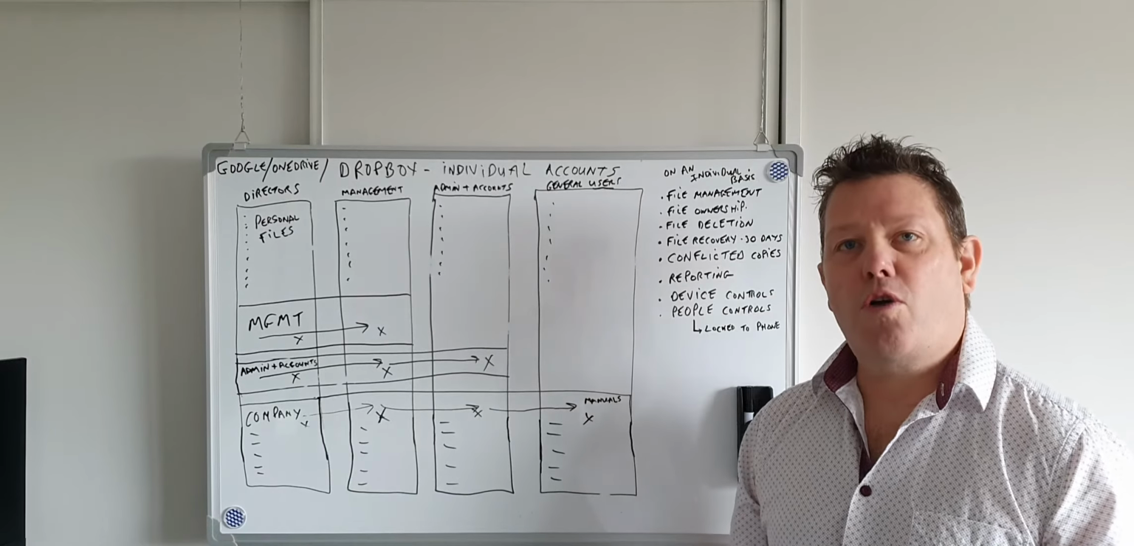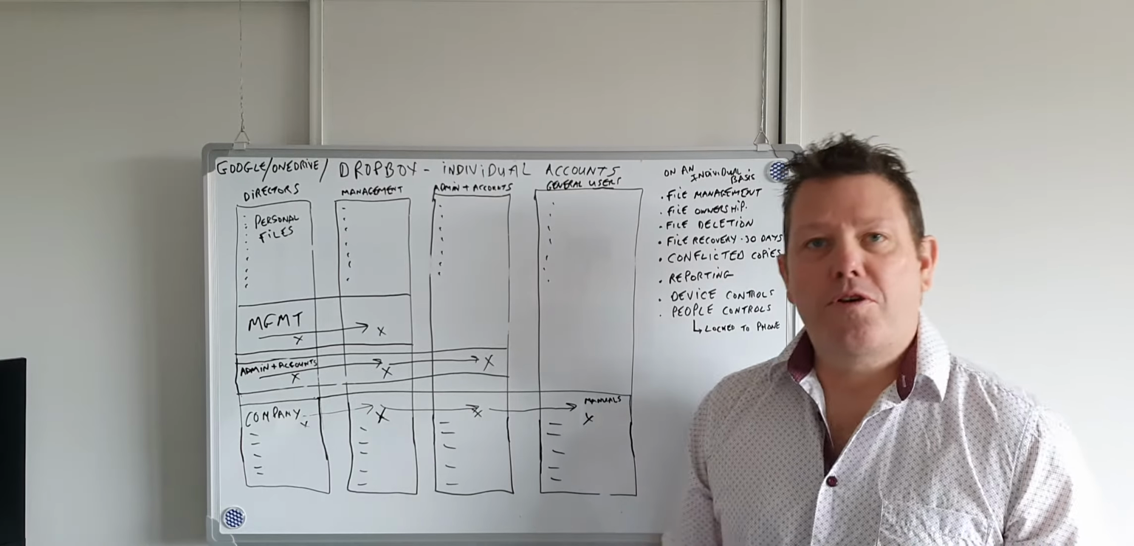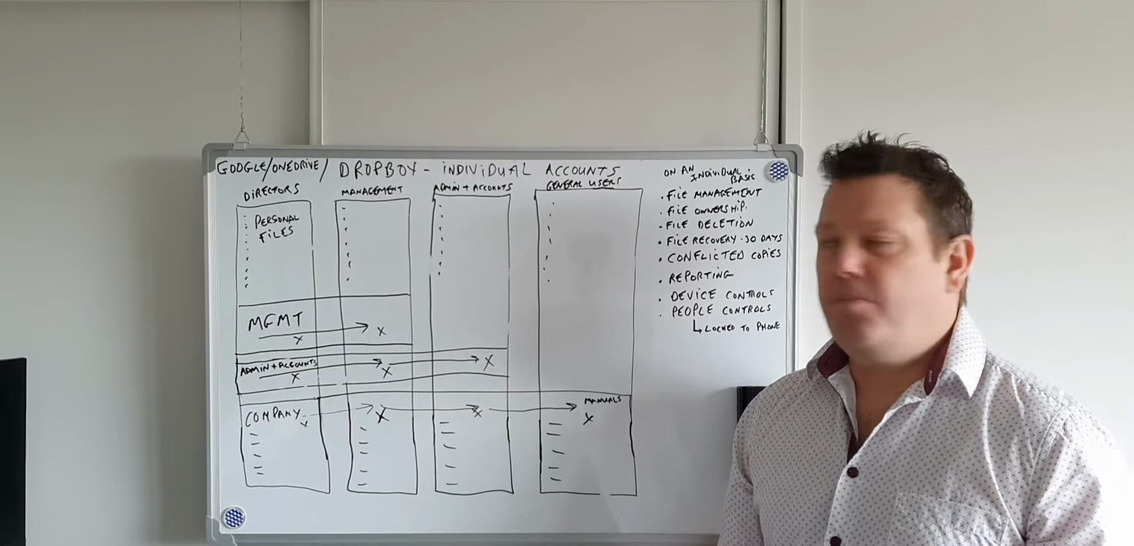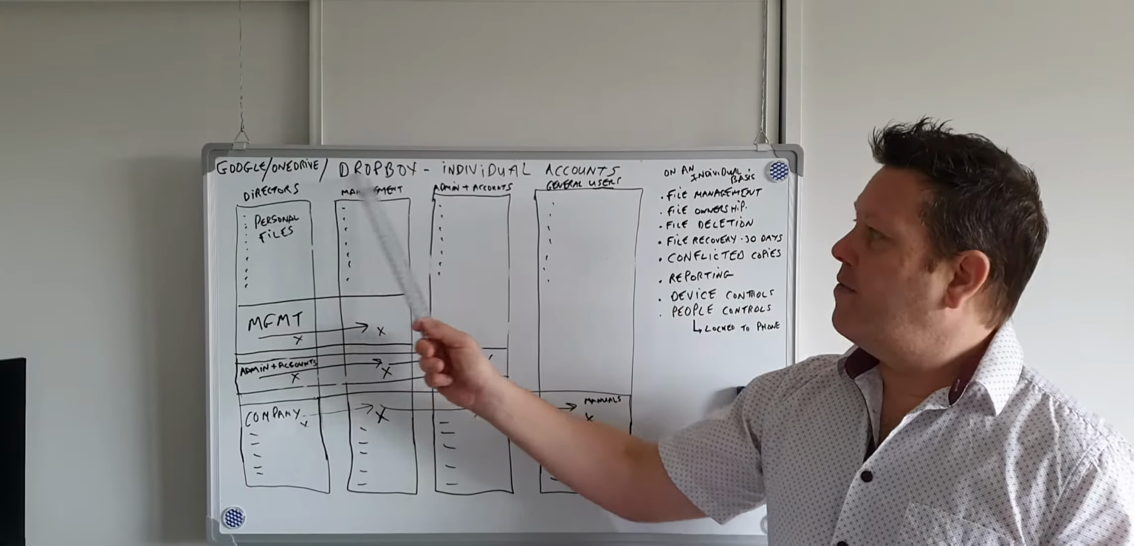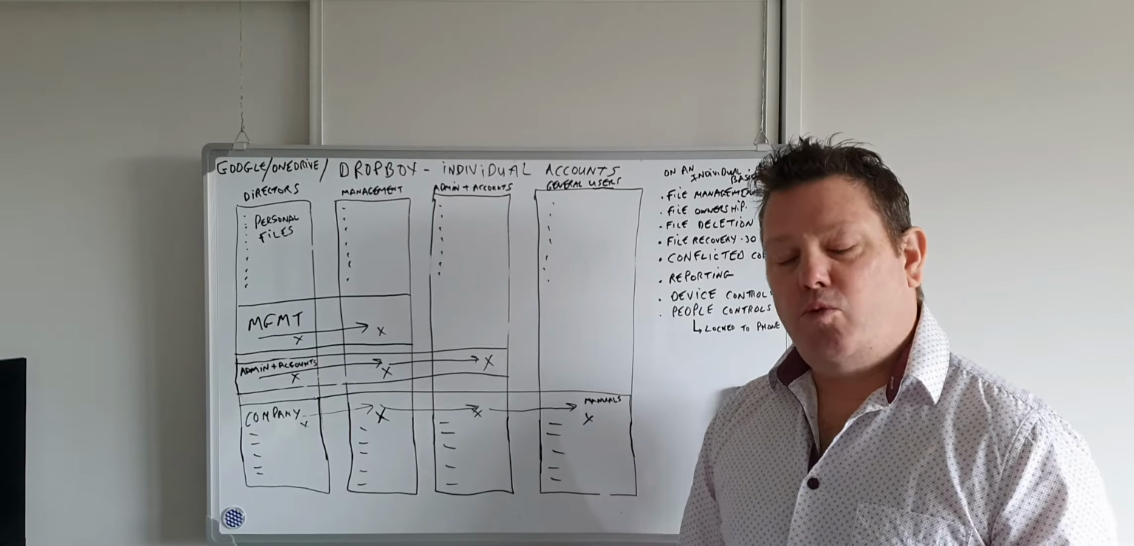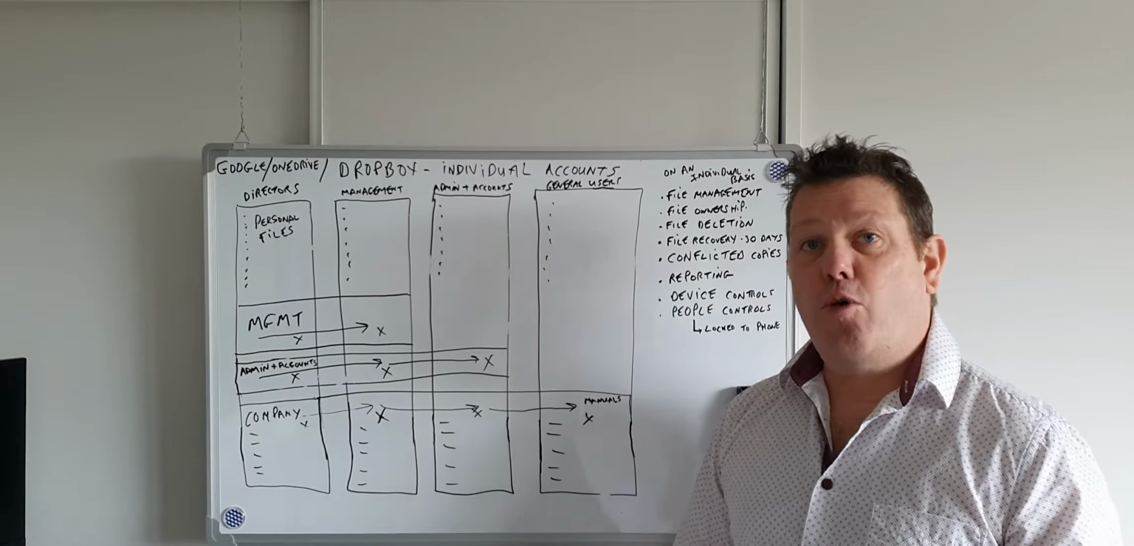Today we're going to talk about data systems, where they're stored, and what's used to store them. We're going to look at the most common ones, which are Google Drive, OneDrive and Dropbox. Which one should you use? Which one's the best fit for your business?